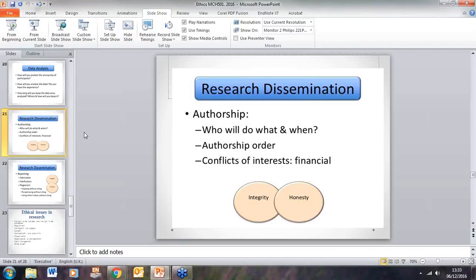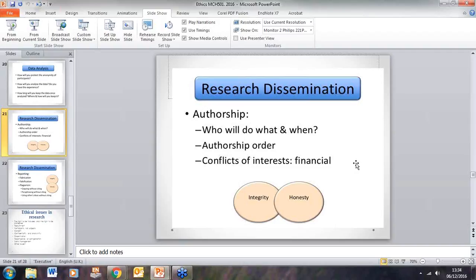Then we look at research dissemination. So what are we going to do with this piece of research once we've done it? And for most of you, it will be very clear when you're reading your research how they've disseminated it: they've published it. But one of the things that you've got to think about is this idea of authorship order.